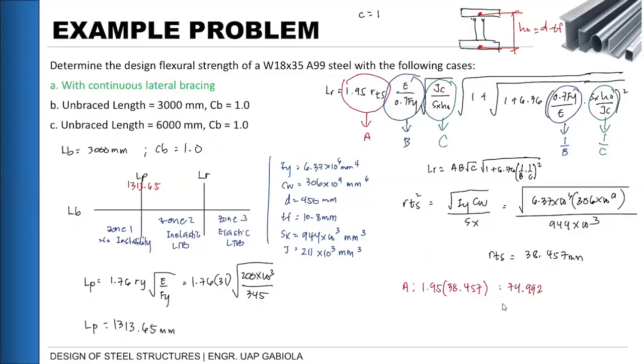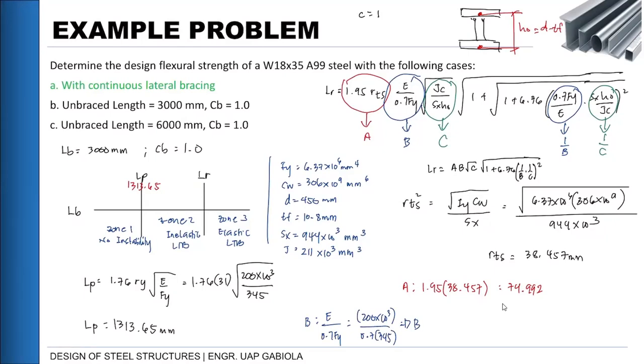Okay? So, for B, let me use lang the same color. So, for B, okay? So, yung B natin is E over 0.7 ng Fy. So, ang E natin is 200 times 10 to the 3 all over 0.7 ng 345. Whatever yung answer niya, store natin sa B. Okay? So, 200 times 10 to the 3 all over 0.7 times 345. Then, store na lang natin sa B. Okay?